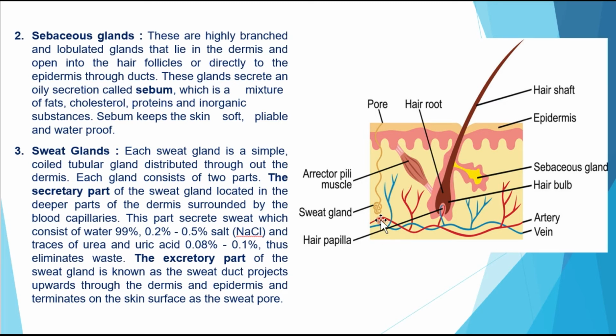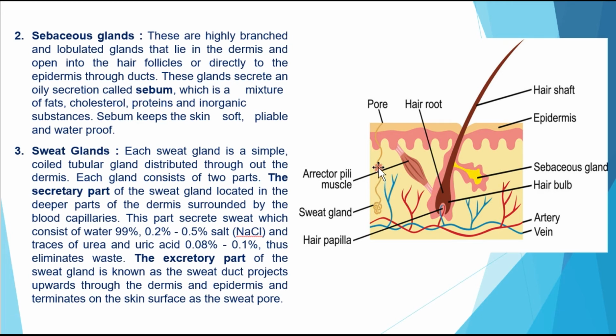The next is the sweat gland. As you can see here, the sweat gland is a highly tubular structure or gland which has two regions or ends. This is a highly convoluted region which remains embedded in the dermis, that is the secretory part of the gland, which is located in the deeper part of the dermis, and it is associated with the blood capillaries. Now this part secretes 99% water, 2% to 5% of salts, and some urea and uric acid, which are eliminated. So the secretion of the sweat gland is called sweat.